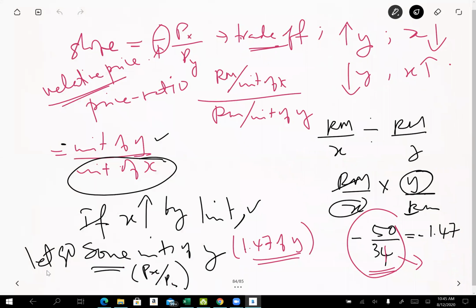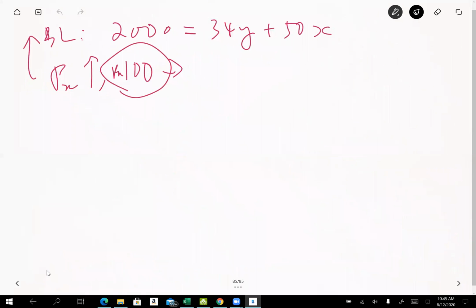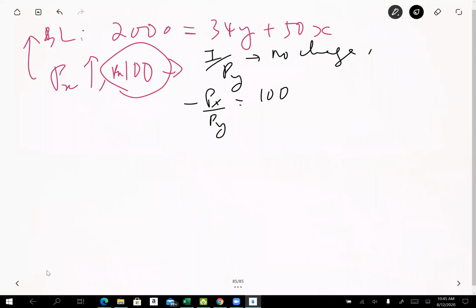So if you look at that example, you will see here I over PY, the real income in terms of Y, no change. But if you look at the PX over PY, there is a change, because now it is 100 over 34. Okay, so the slope changed.